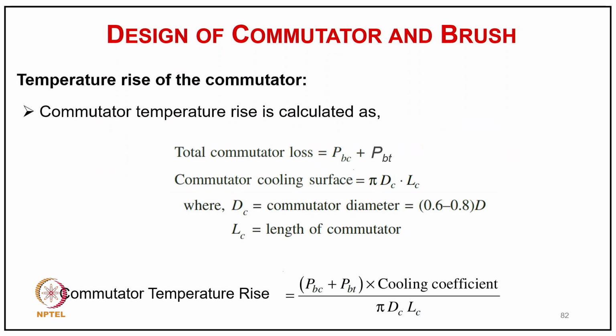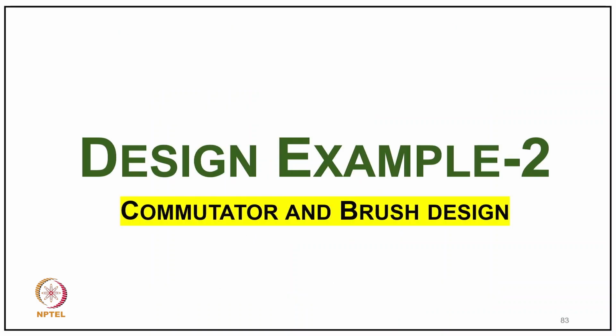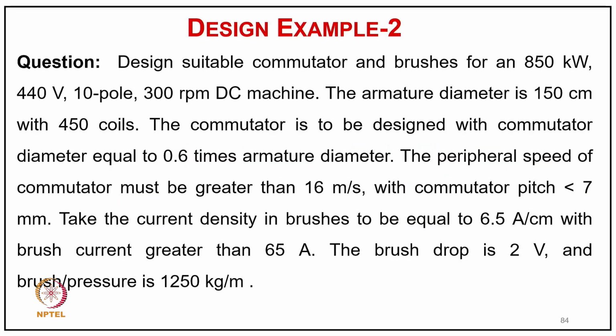So now coming to temperature rise of the commutator. Commutator temperature is calculated from the total commutator loss P_BC plus P_BF, where the commutator cooling surface is pi D_C into L_C. D_C is the commutator diameter, that is 0.6 to 0.8 into D, and L_C is the length of the commutator. So temperature rise will be P_BC plus P_BF, that is the total loss in the commutator, into the cooling coefficient, divided by pi D_C into L_C.